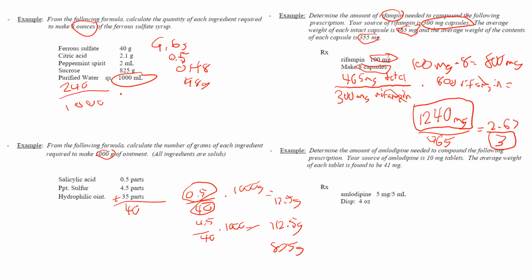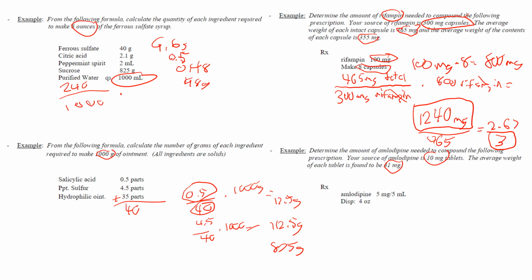This next one's a little more cut and dry, though. Determine the amount of amlodipine you'd need to compound the following prescription. We have 10 milligram tablets, but remember, that means there's 10 milligrams of amlodipine. That doesn't mean the weight of the tablet itself is 10 milligrams. And the average weight is found to be 41. So there we go. The tablet itself weighs 4 times more than the actual amount of drug.